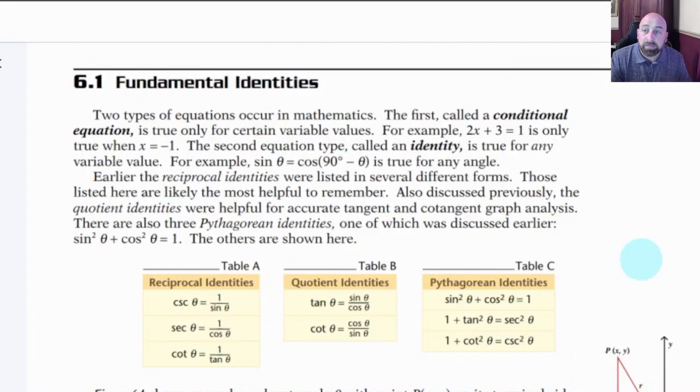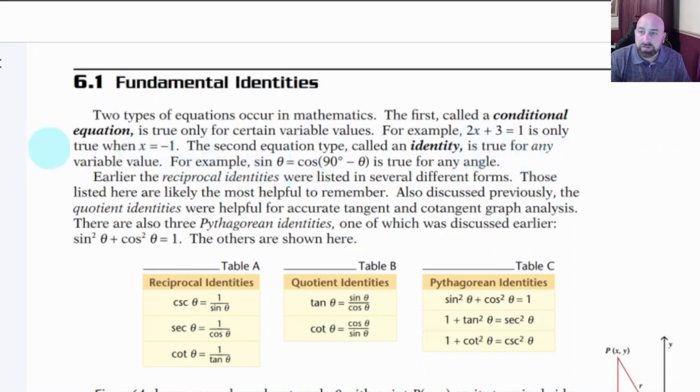All right, the fundamental identities. Let's go ahead and look at this. Two types of equations occur in mathematics. The first one is called conditional. What is a conditional? Well, you might remember this. This was in Algebra 1 and Algebra 2, actually. Conditional means that you get one answer for the variables. It's true of certain variable values. So, for instance, when you solve something, you get an answer, and you get one answer. That's a conditional.